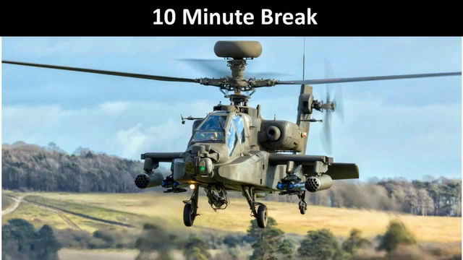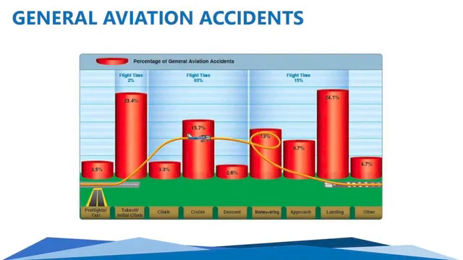What we're going to do from this point on is talk about mitigating accidents using a few different things such as aeronautical decision making and crew resource management. So if we look at general aviation accidents, and this is something we've probably seen in the past, the majority of accidents are going to happen during the critical phases of flight. That basically includes takeoff and climb, and then also either the approach or the landing, right?